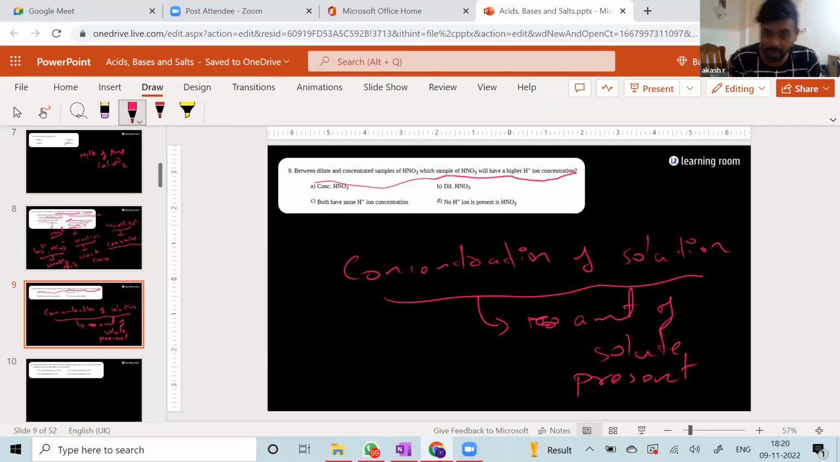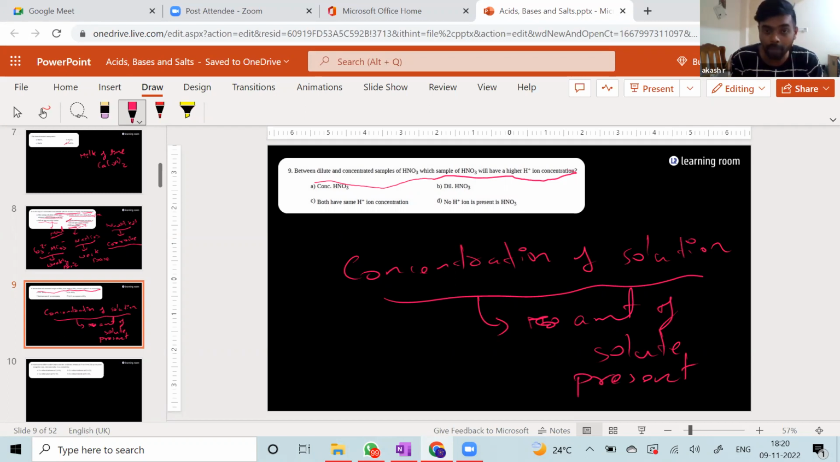What do you mean by concentration of a solution? How much amount of solute is present in the solution. That amount is what is called your concentration. So when I say a concentrated solution, it means I'm going to have a high amount of solute. And here the solute is what? Solute is the acid and water is the solvent.